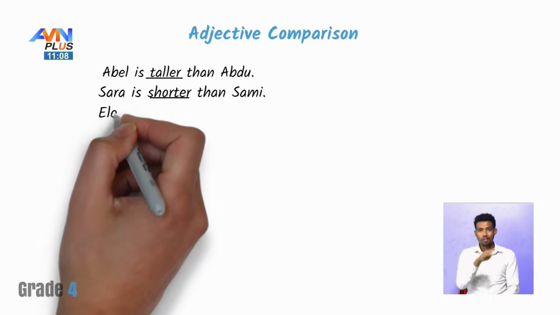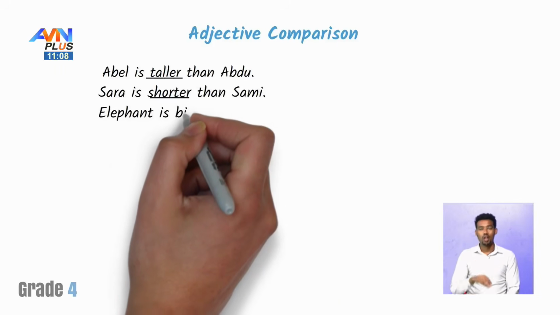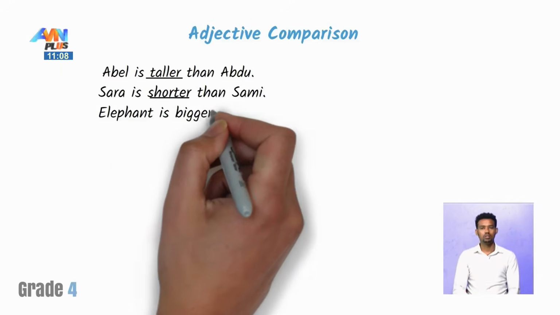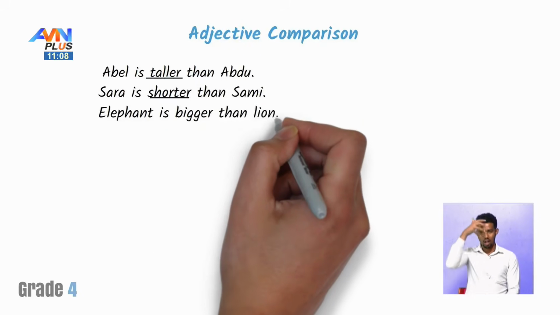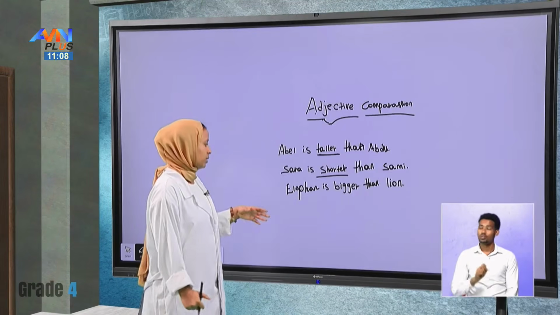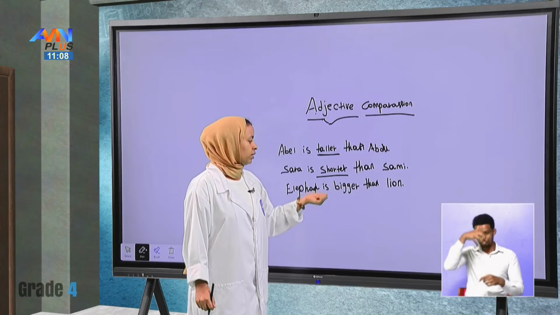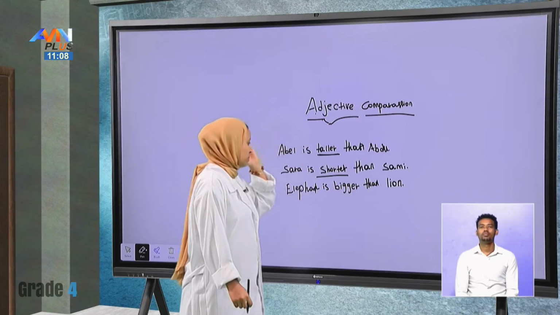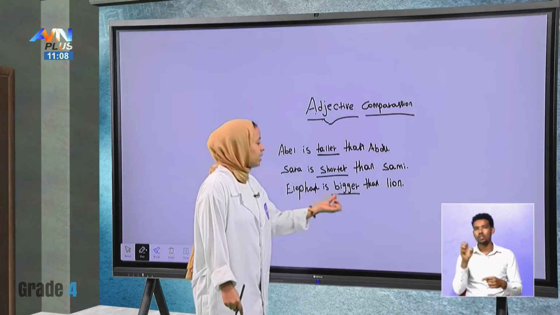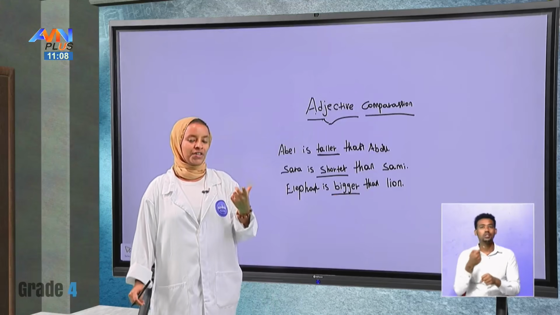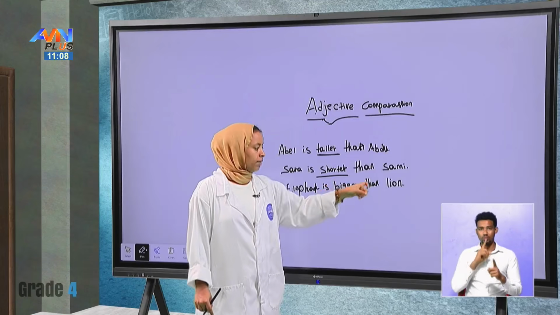Let us use: elephant is bigger than lion. So here, students, elephant is bigger than lion. When we come to here, we are using big, bigger. Why are we making it double G? Because this is a stressed word. Big, bigger. Big, bigger than lion.